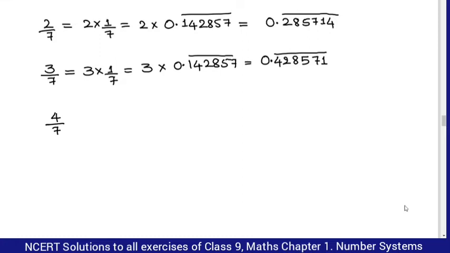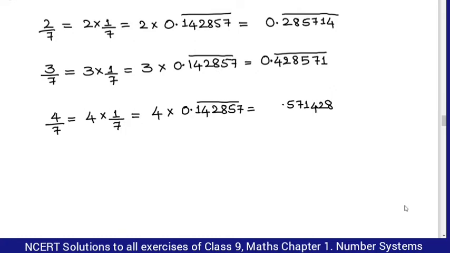Likewise, 4 by 7 is equal to 4 into 1 by 7, which is 0.142857. Now multiply these two numbers. We will be getting 5, 7, 1, 4, 2, 8. That is 0.571428 whole bar.